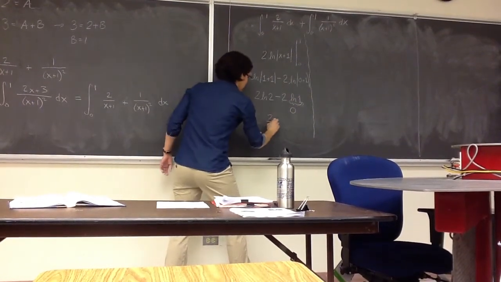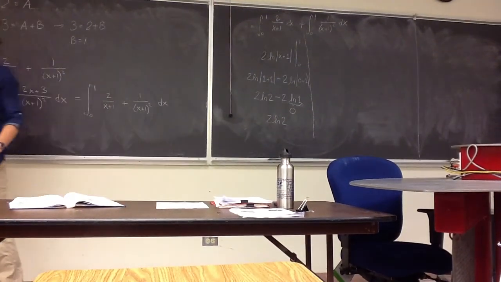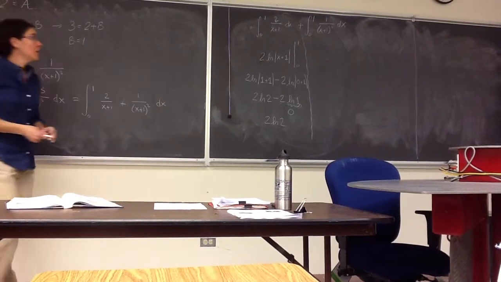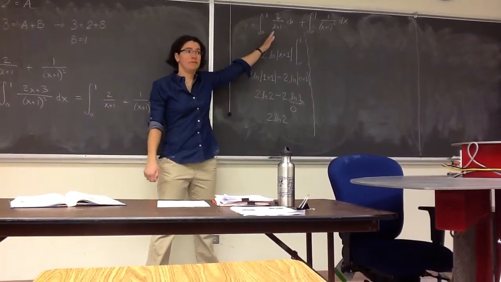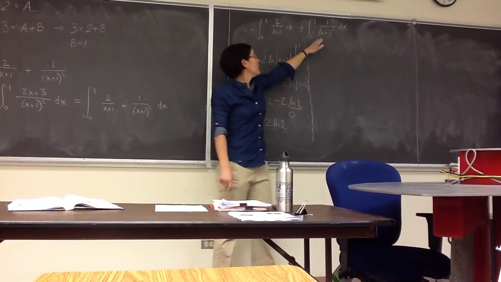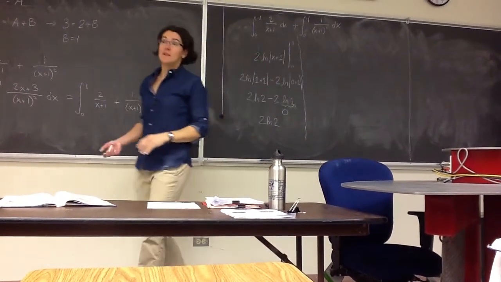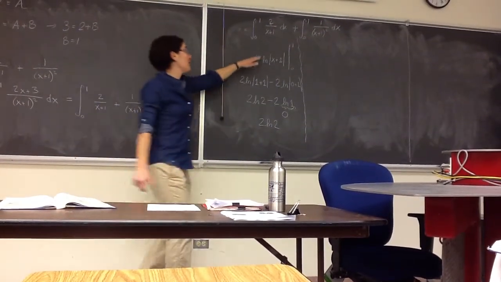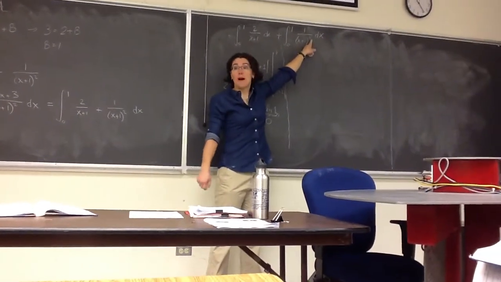And so this side is 2 times the natural log of 2. All right, any questions about this first integral that we have? Okay, our other integral over here, we've got the integral from 0 to 1 of 1 over the quantity x plus 1, squared. So I can't use this shortcut of knowing that I'm going to have a natural log because of that squared power up here.